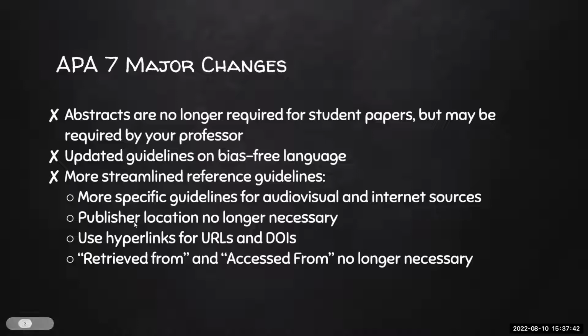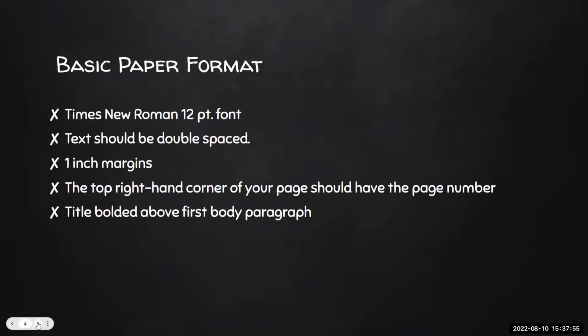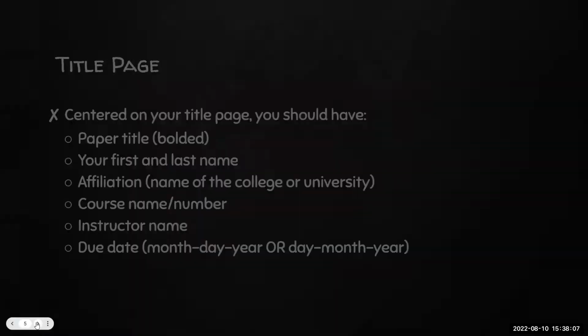Another thing to note is that hyperlinks for the URLs and DOIs are used, and "retrieve from" and "access from" are no longer necessary. So the basic formatting for APA is Times New Roman, double space, 1-inch margin with the page number in the top right-hand corner, and the title is bold.